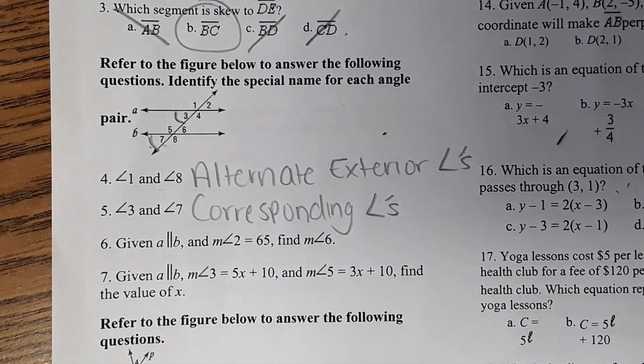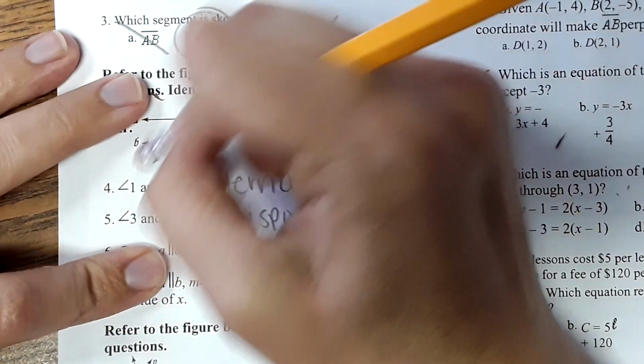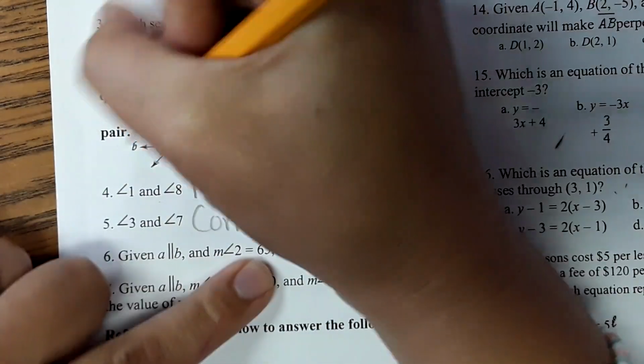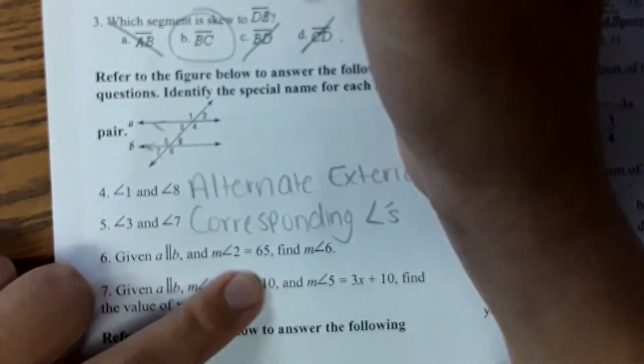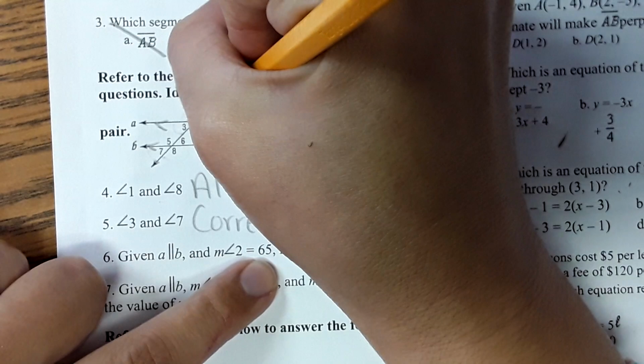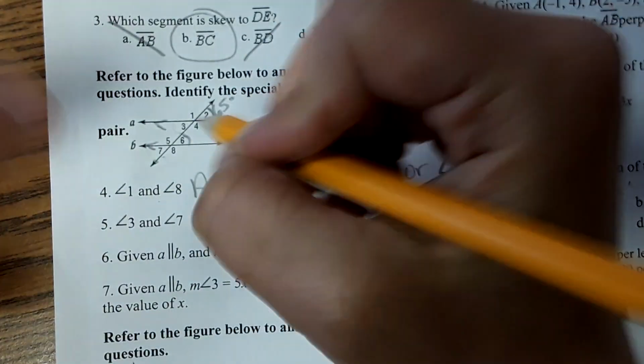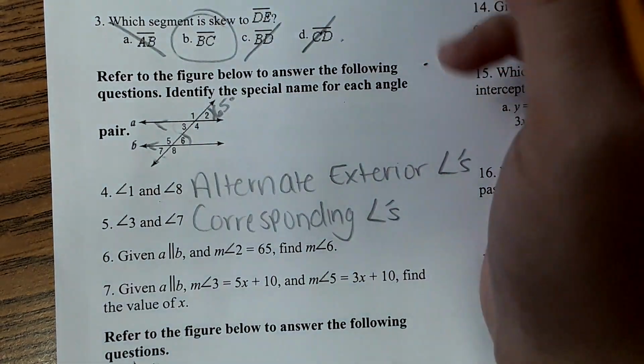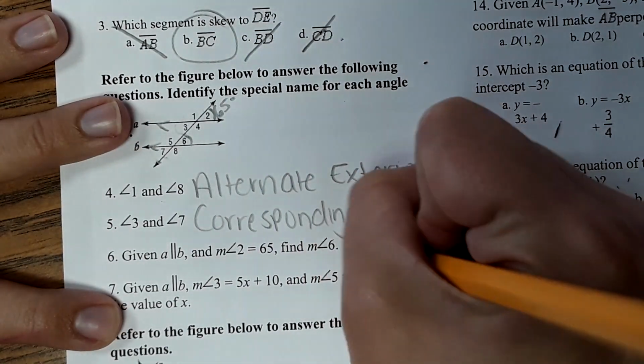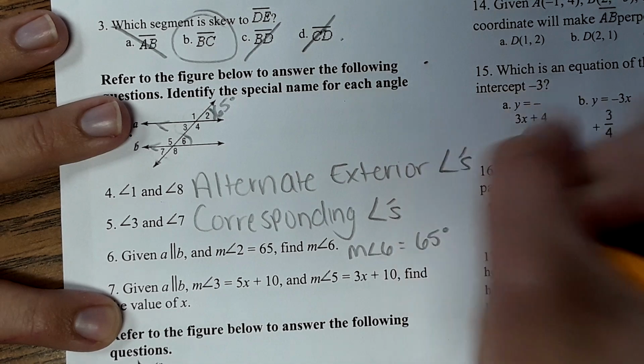Number 6, it says, given line A is parallel to B, if the measure of angle 2 is 65 degrees, find the measure of angle 6 right here. Well, 2 and 6 are corresponding angles. If A is parallel to B, then they have to be the same measure. So measure of angle 6 is just 65 degrees. It's that simple.